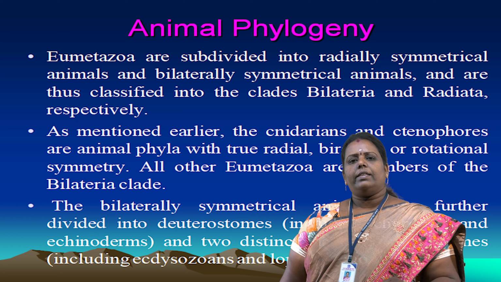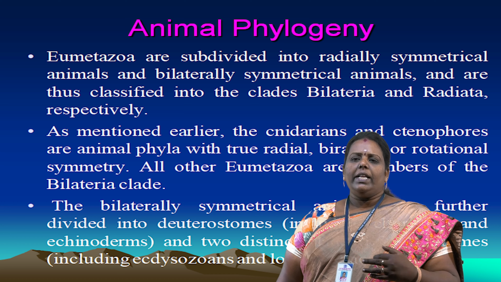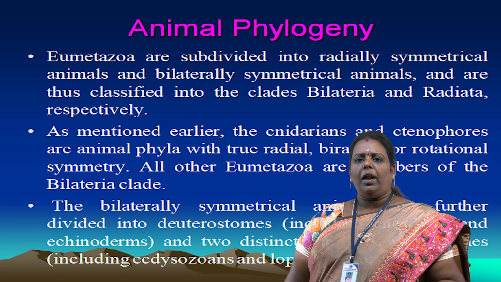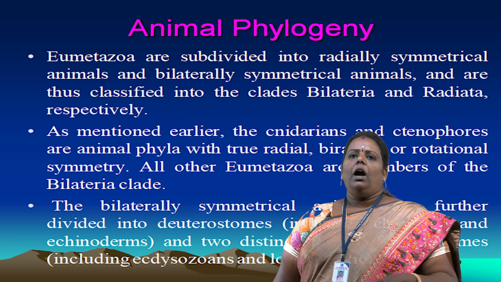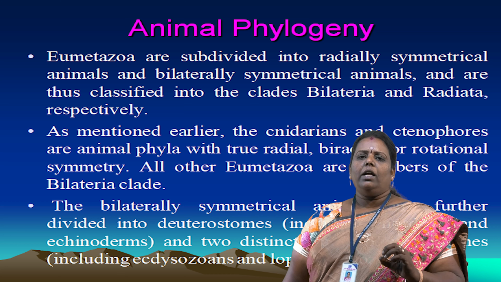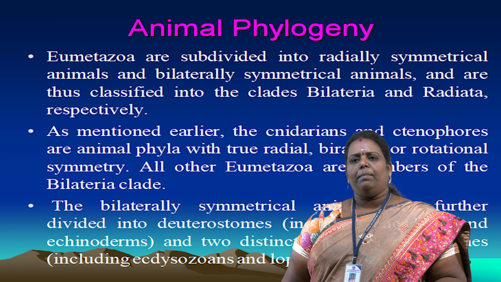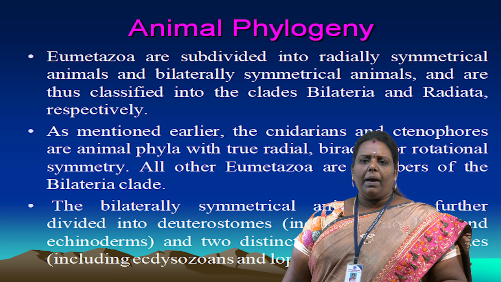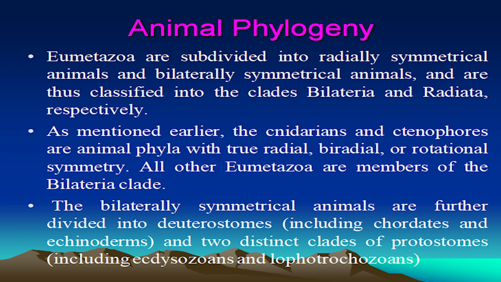The eumetazoa are subdivided into radially symmetrical animals and bilaterally symmetrical animals. You know what is meant by bilateral? Bilateral means two sides. Single-celled organisms, multicellular organisms, and another group are the bilateral animals. These are classified into clades, Bilateria and Radiata respectively. I mentioned earlier the ctenophores and animal phyla that contain true radial symmetry, another biradial, and another rotational symmetry. All other eumetazoa are members of the bilaterian clade. These bilaterally symmetrical animals are further divided into deuterostomes. What are the deuterostomes included?